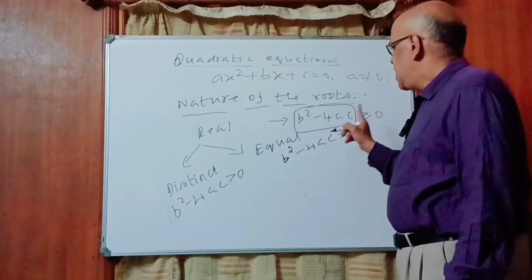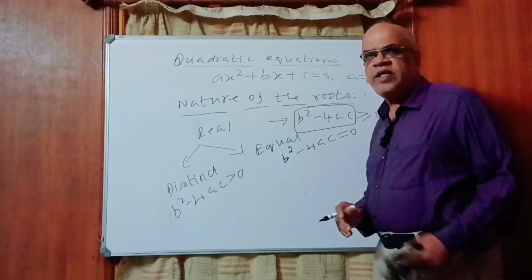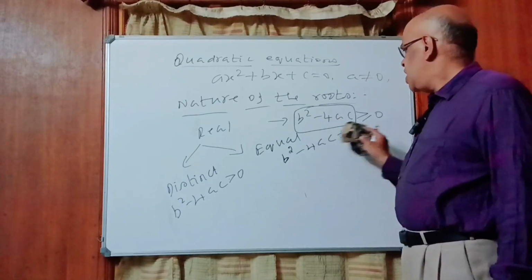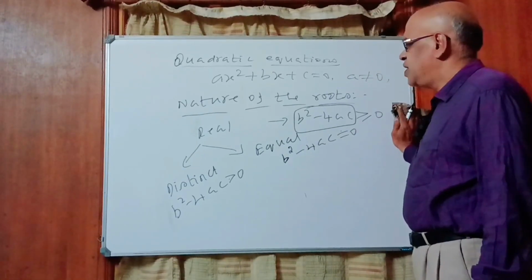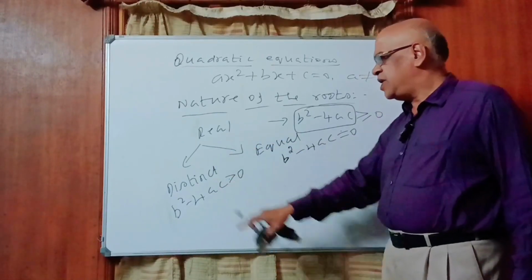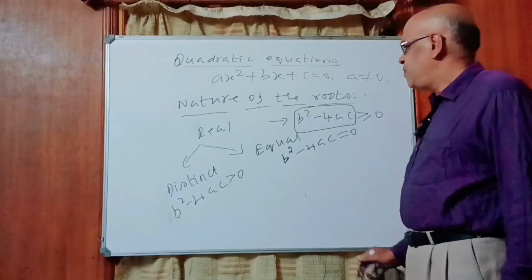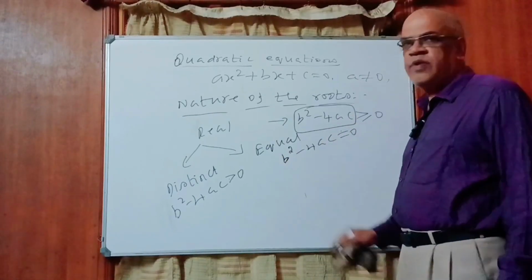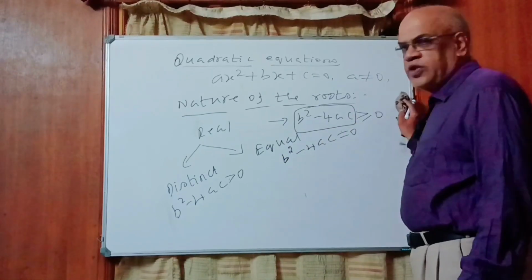If it is less than 0, roots are imaginary. Then roots are real when b square minus 4ac is greater than or equal to 0. Real roots can be distinct when b square minus 4ac is greater than 0. Roots are real and equal when b square minus 4ac equals 0.